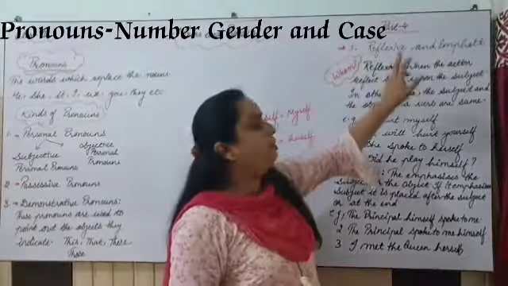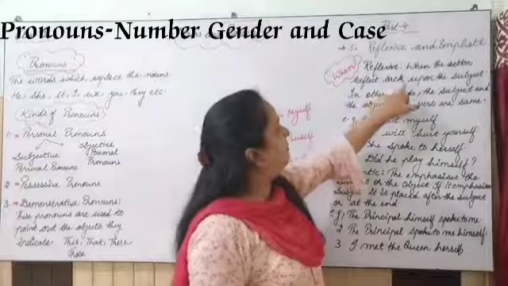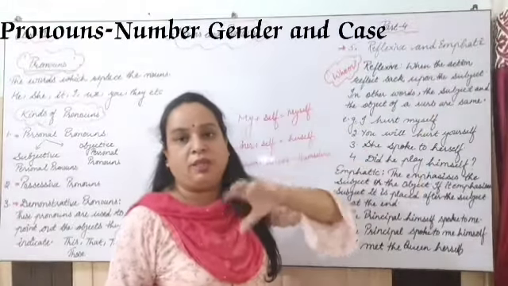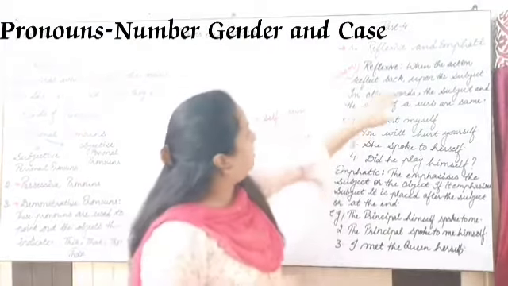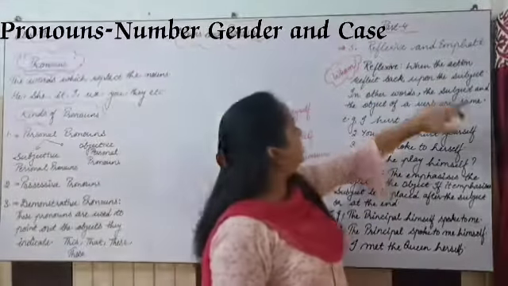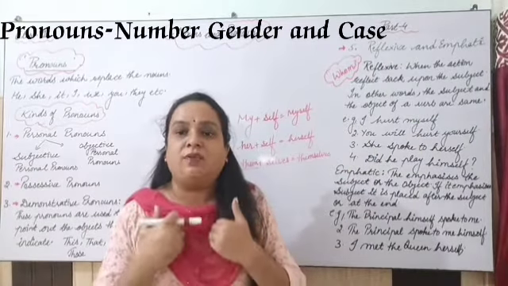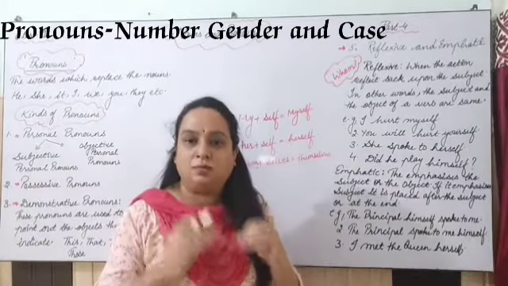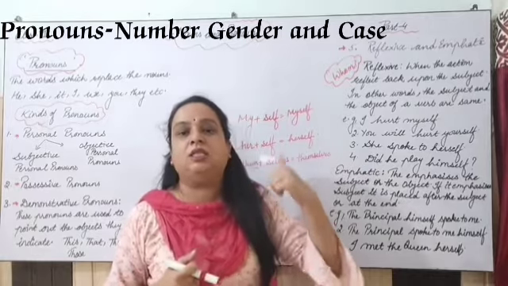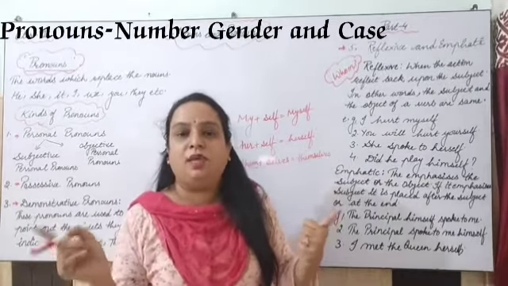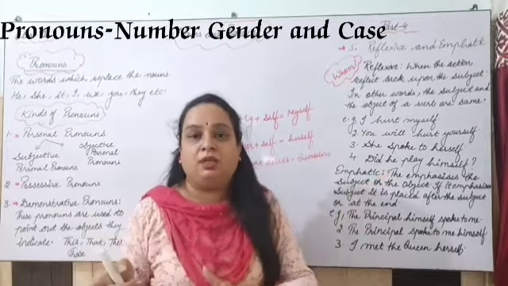First we will do reflexive. Reflexive are the pronouns when the action reflects back upon the subject. In other words, you can say the subject and the object of the verb are the same. Means if I is the subject, the object is also myself. If she is the subject, the object will be herself. If they is the subject, themselves will be the object.